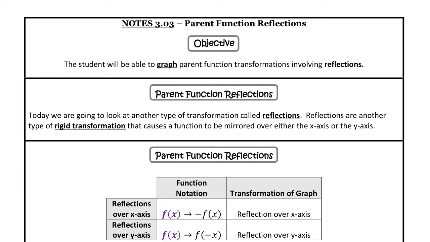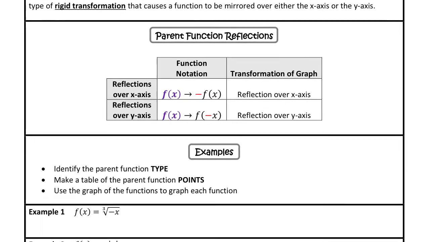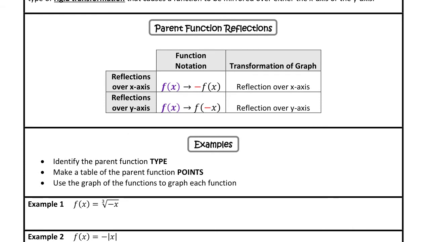And so there's 2 situations that we can have. We can have a reflection over the x-axis or over the y-axis. If you notice the difference between the two, if it's a reflection over the x-axis, the negative is in front of the parent function. And if it's a reflection over the y-axis, the negative is inside of the parent function. So just keep that in mind. Depending where the negative is, will determine which way it's going to be reflected.